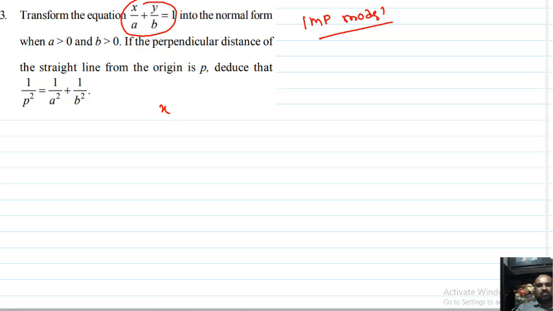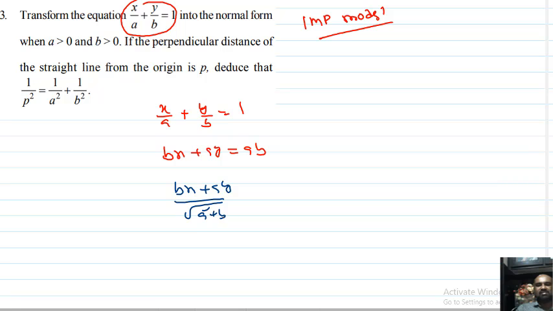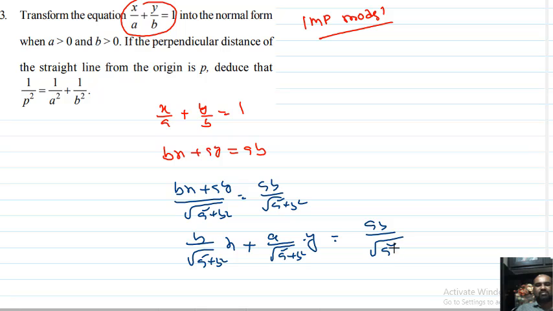x by a plus y by b equal to 1, or bx plus ay equal to ab. You know the process to convert a given equation into normal form. Now, we need to divide through by root over a square plus b square. Bx plus ay by root over a square plus b square equal to ab by root over a square plus b square. That is, b by root over a square plus b square into x plus a by root over a square plus b square into y equal to ab by root over a square plus b square.